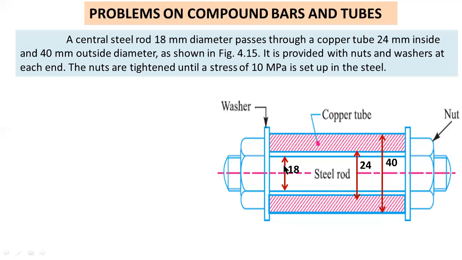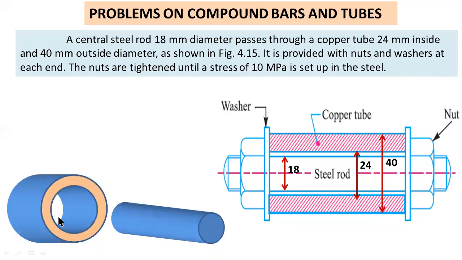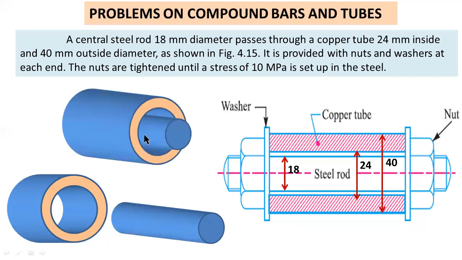This steel rod is a solid rod, a solid shaft, that is 18 mm diameter. So this is a steel rod, this is a copper tube. This copper tube is a hollow pipe, so that's why the inside circle is 24 mm and the outside circle is 40 mm diameter. This solid shaft is 18 mm outside diameter. These are the diameters. I will show the assembled view. This is the assembled view of the copper tube and steel rod.